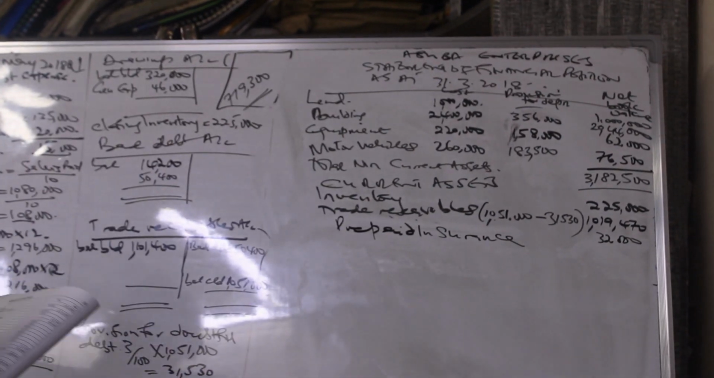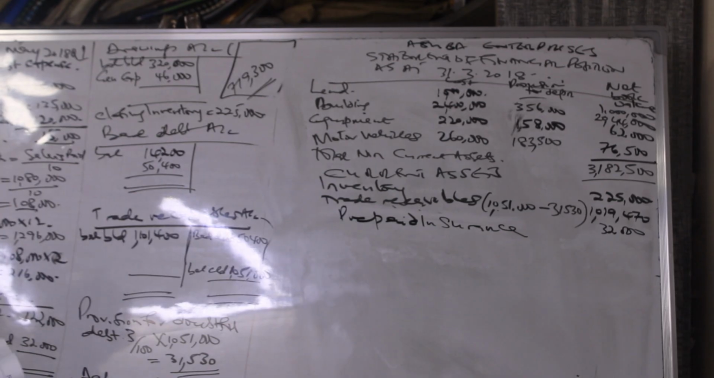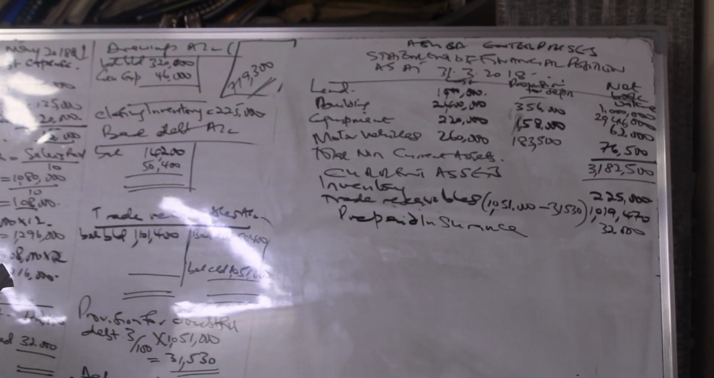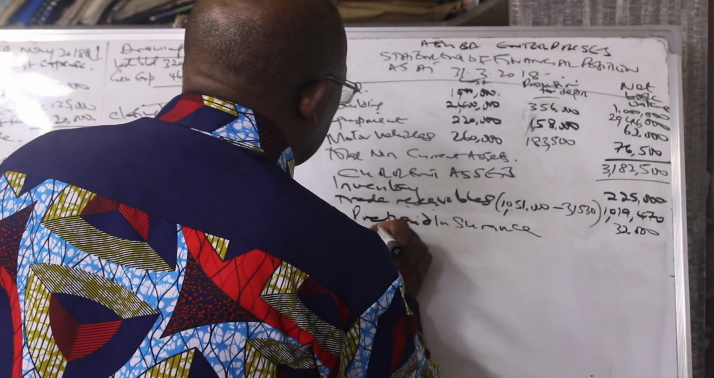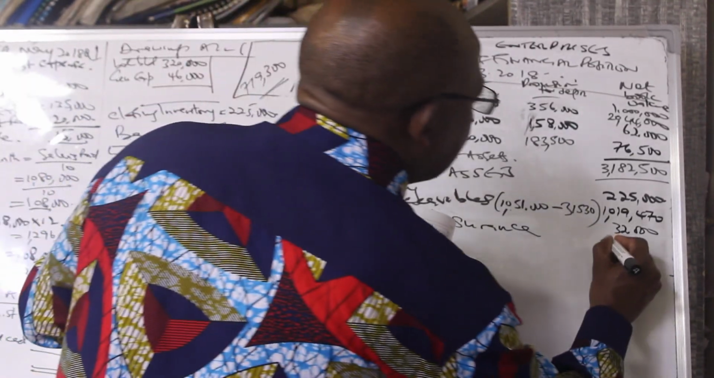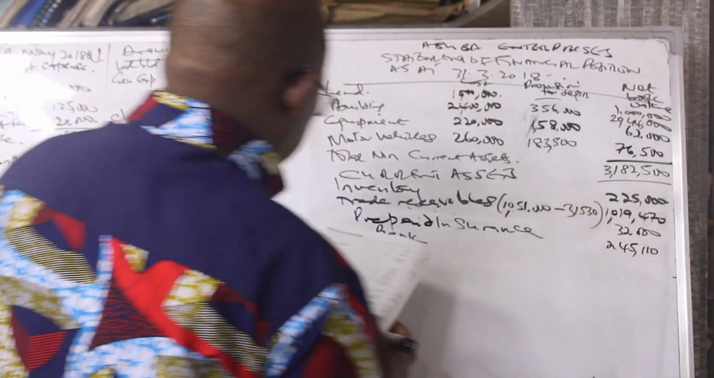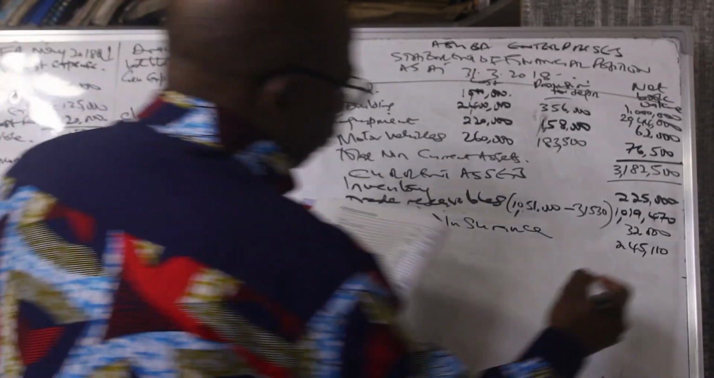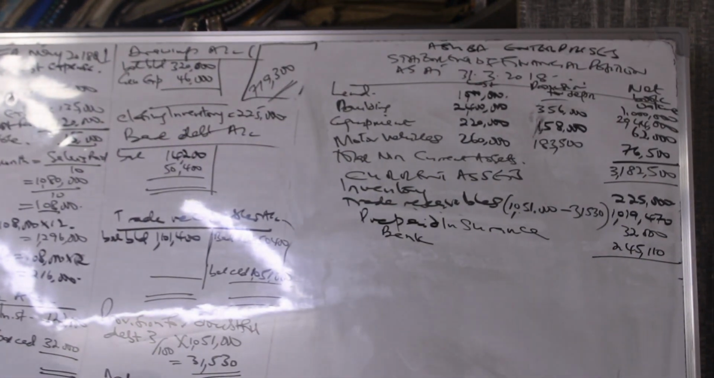Then we go to the bank. There is no other one there. From the trial balance, we get a bank balance of 245,110. Remember the format. You check whether you have any cash balance. You don't seem to have a cash balance. So we add the four items.